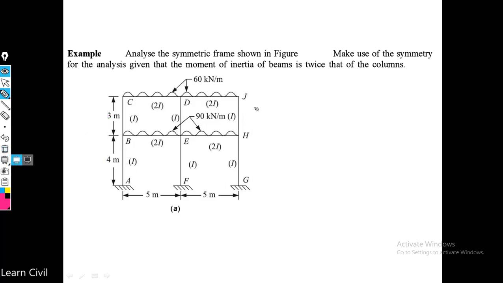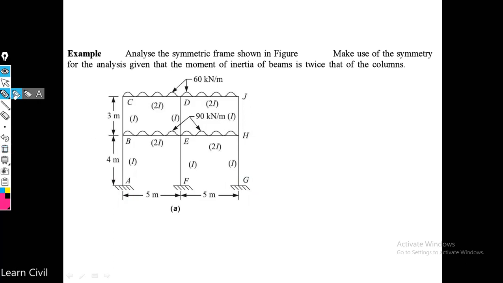Now, this is a problem of a portal frame without sway. Why without sway? Because this particular frame does not have any asymmetrical loading or asymmetrical properties of columns and beams. At the same time, the supports are not unsymmetric. Therefore this is a problem of portal frame without sway.